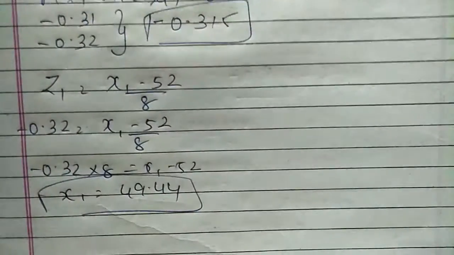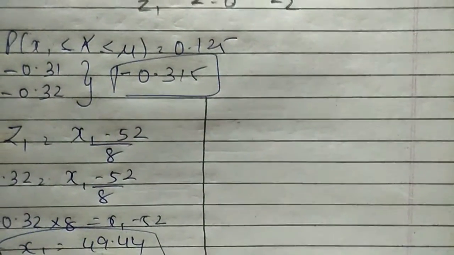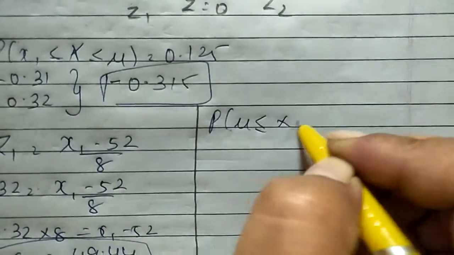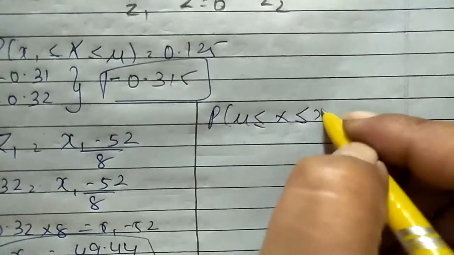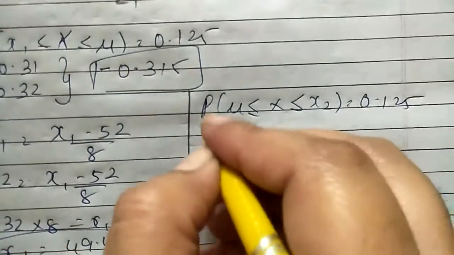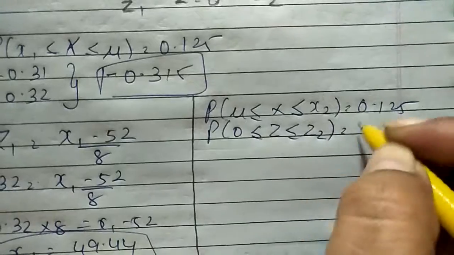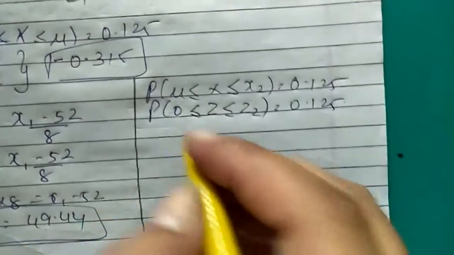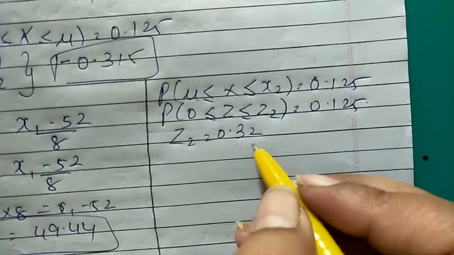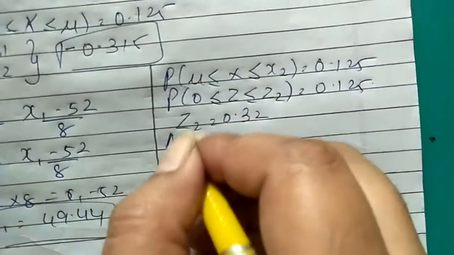So next, here I am writing the rest. So P(mu ≤ x ≤ x2) is 0.125. So now P(0 ≤ z ≤ z2) is 0.125. So z2 is equal to 0.32.